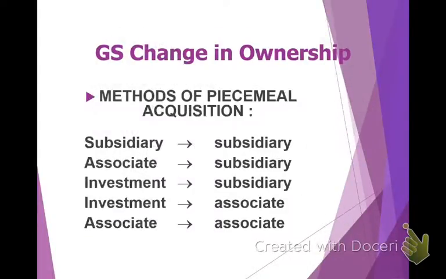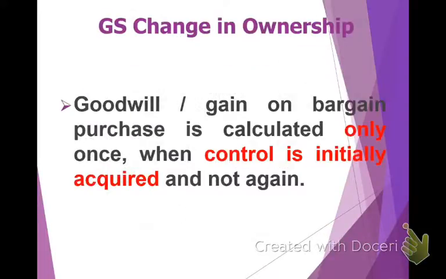The different types or methods of piecemeal acquisition, as you can see there, you can go through the list. Subsidiary stays a subsidiary, associate becomes a subsidiary, investment becomes a subsidiary, etc. A very, very important item to remember.